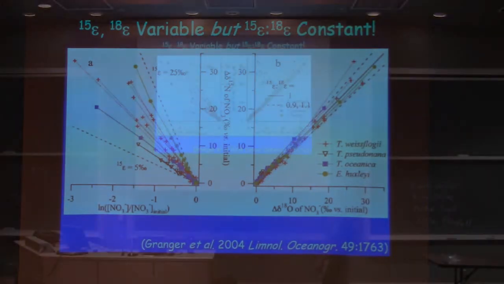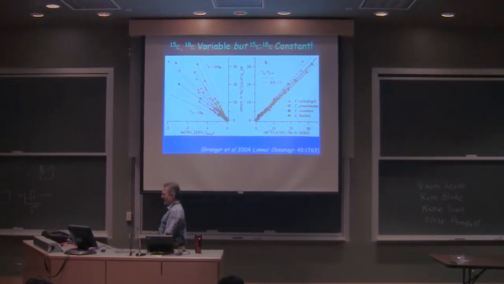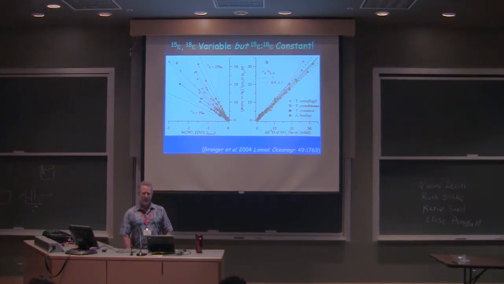And so how do you make sense out of something like that, where in the field we see nice consistent relationships, but in the laboratory, gosh, we can produce almost anything we want in terms of a slope, which is indicative of the fractionation associated with assimilation.